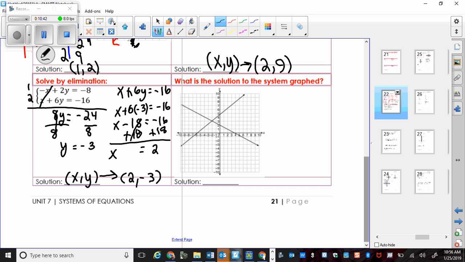Now, next, what is the solution to the system that is graphed? Well, I can identify this coordinate. I go left 2, so negative 2, up 3, and there's my coordinate. So we could write x comma y maps onto negative 2 comma 3. And there's your warm-up.